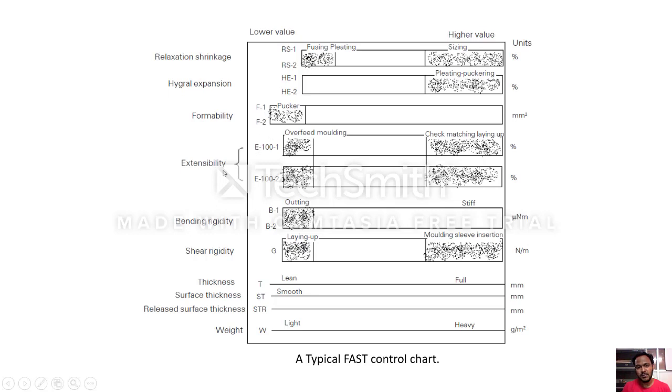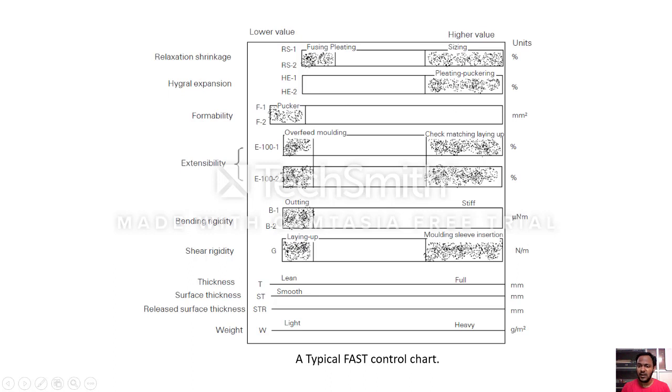Next is the extensibility. Extensibility also we measure in both the warp and weft ways. If the extensibility is too low, in that case it will create problems in overfeeding. That is, when you convert the two-dimensional fabric into a three-dimensional garment, it will give certain problems, like molding problems, when the extensibility is too low.